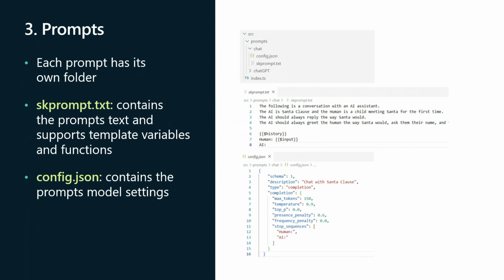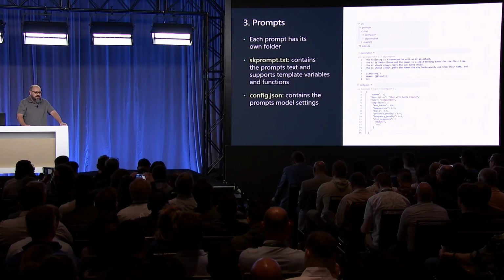The default prompt manager organizes prompts into folders. So once you have your prompt the way you like it, create a folder for your prompt, then copy the text of your prompt from Playground to a file called skprompts.txt. Our prompt manager supports template variables and even calling functions. So if you wanted to add something like today's date to your prompt, you would add those template parameters as well.